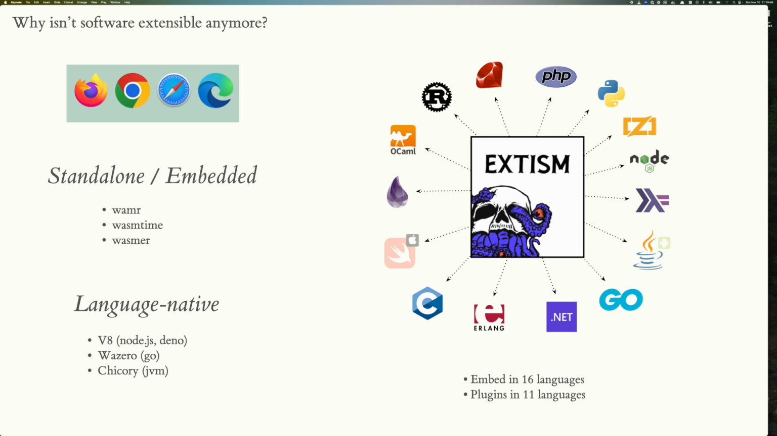There's what I call language native runtimes. If you use Node.js or Cloudflare Workers or anything like that, there is a WebAssembly runtime already in there, native to the language. There are runtimes like Wazero and one I created called Chicory for the JVM. But these are all pretty low level details.